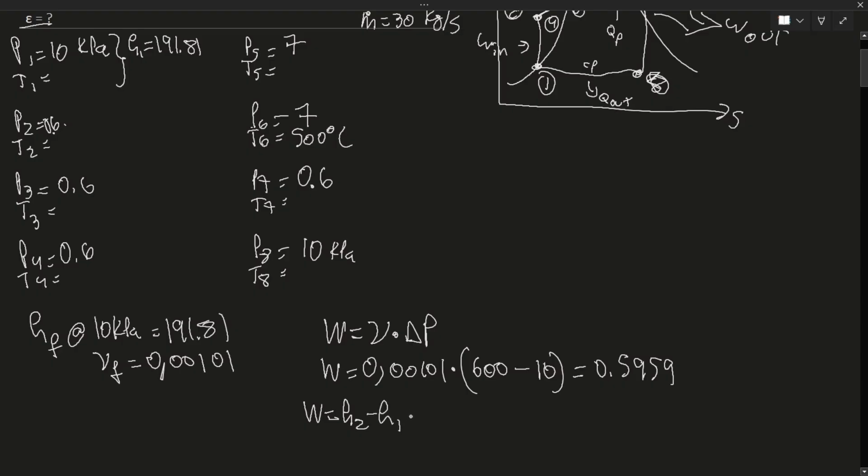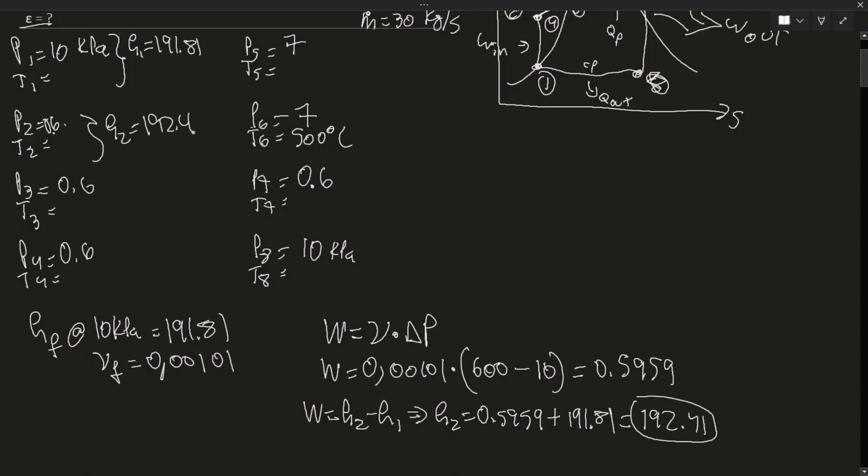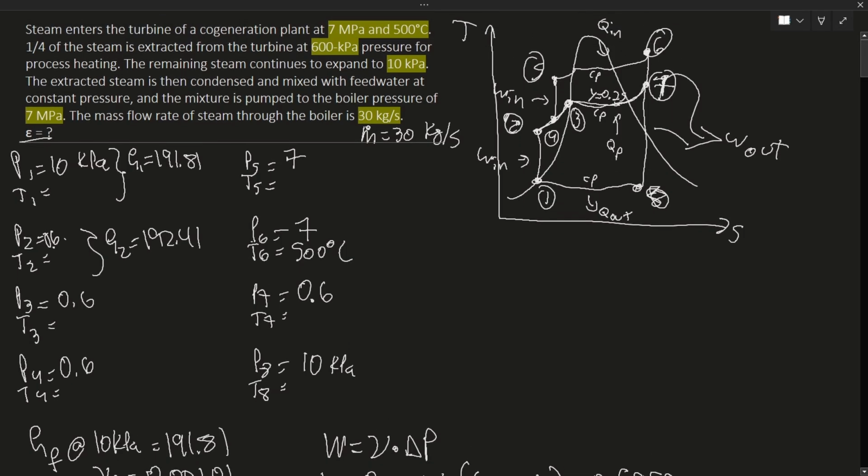You also know that the work is equal to the enthalpy difference. And we have H1, so H2 is equal to W, 0.5959, plus H1, 191.81, giving us our H2 to be 192.41. So H2 equals 192.41. Next, for point 3, we see that it's on the saturation lines again.